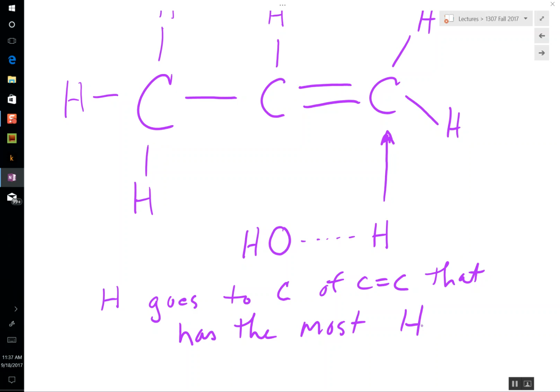Now notice that over here you got 3 hydrogens, but this isn't in the double bond. So don't get confused over here. Can't add another hydrogen over here. It's saturated. But you can add a hydrogen to that carbon. You could add one here. But this is the carbon that has 2 hydrogens, so the hydrogen goes to that carbon. And then that leaves the hydroxide going to the other carbon.